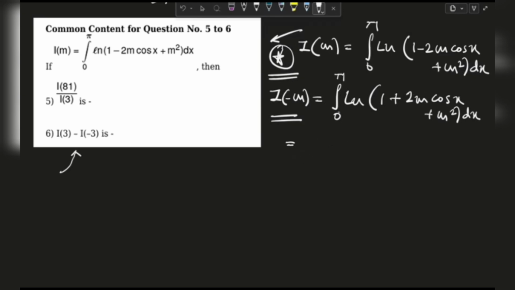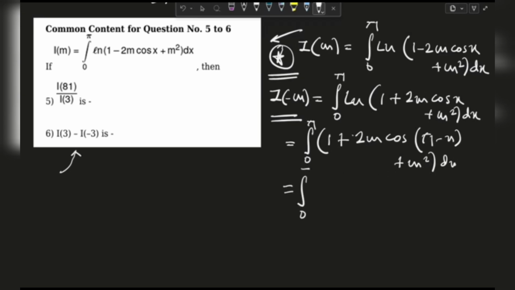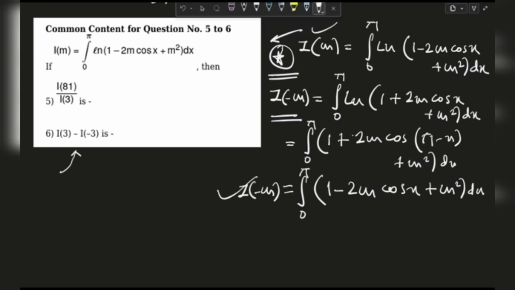So this thing actually becomes, after applying King's rule, we can write this as integral 0 to pi of ln(1 plus 2m cos(pi minus x) plus m square) dx. Now if we try to evaluate this, this will become integral 0 to pi, and this is coming out to be ln(1 minus 2m cos x plus m square) dx, which is your I of minus m. So basically our I of minus m and I of m are actually the same.